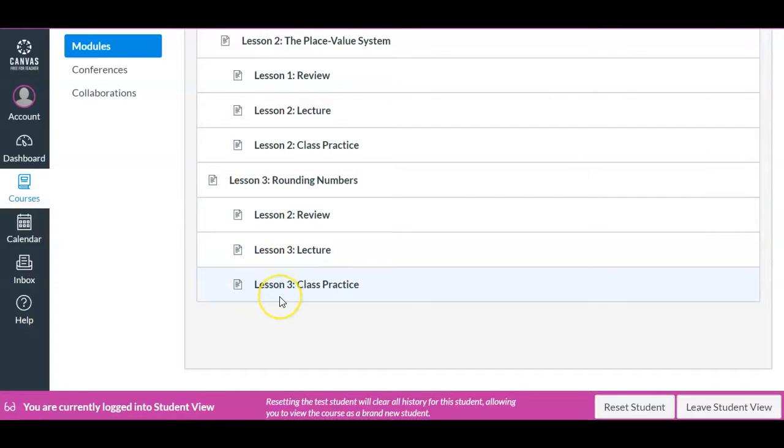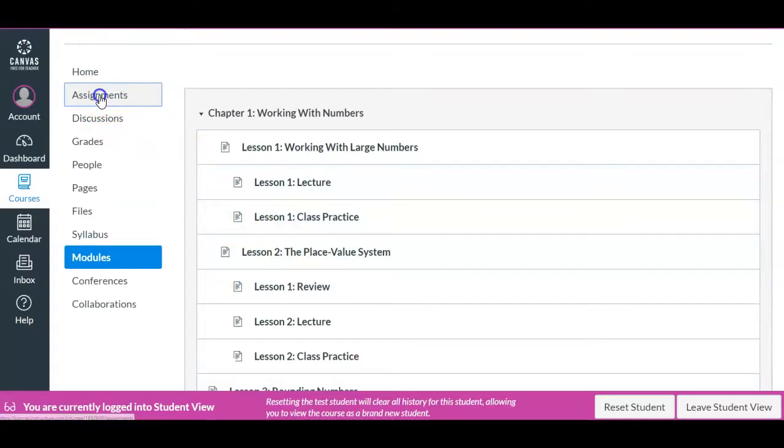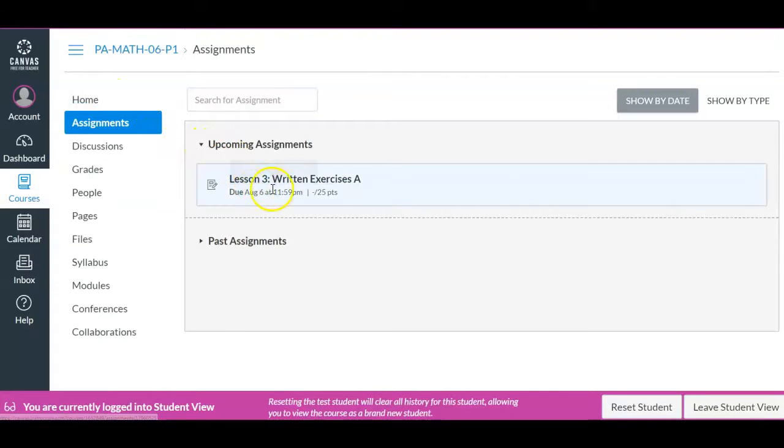So you have 4 main aspects to a lesson. The first one, of course, is a review of the previous lesson here in lesson 2. You have the lesson 3 lecture, which is the current lecture. And then you have class practice to reinforce those concepts that you've learned in the lecture. And then, of course, under assignments, you will have the written exercises portion. So that's the homework to help you practice what you've learned in the lecture and what you've become acquainted with and processing through the class practice.